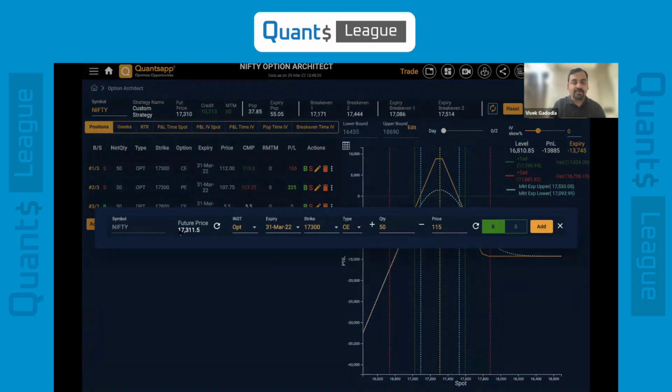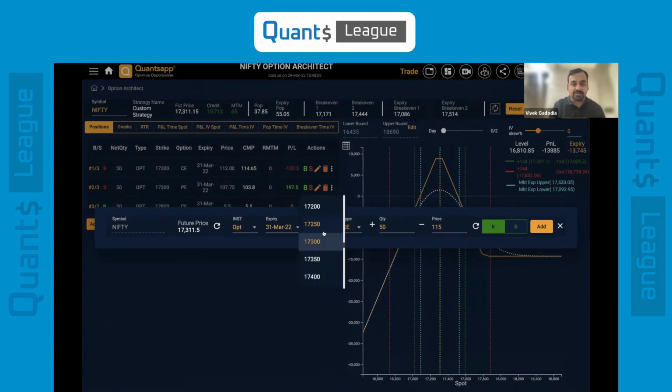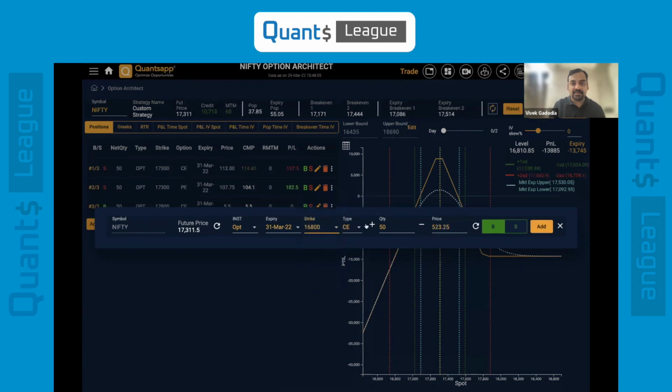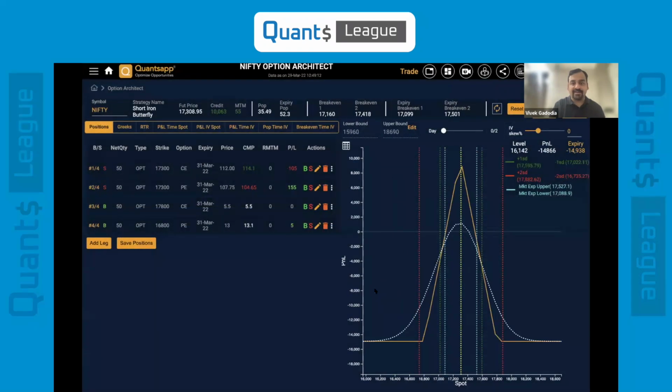Also, what we're going to do is protect ourselves now on the downside. So I added 500 points up, and I'll add a trade of 500 points down. So 16,800. Okay, a 16,800 put option. I'm just going to buy for 13 rupees. Add. Now you see that both sides we are protected.